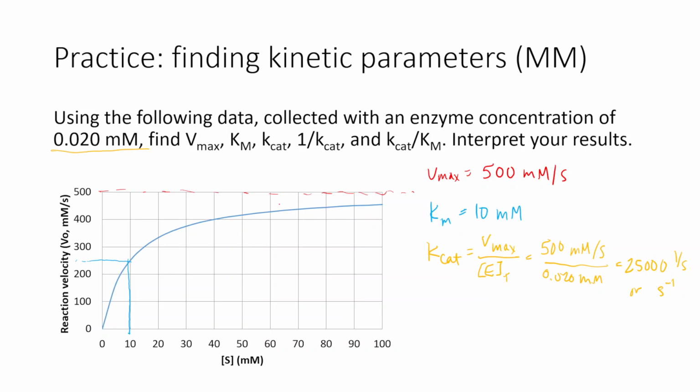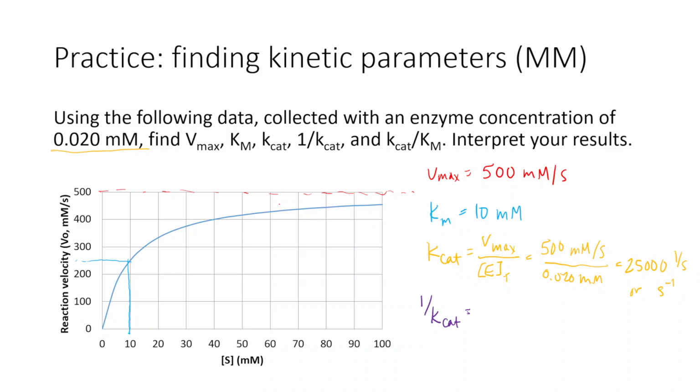Okay. You don't see that color, right? Yeah. All right. Time to find another color. So how about our next parameter? So we have 1 over Kcat. How do we get that one? That one should be fairly straightforward to calculate. It's right there in the formula.